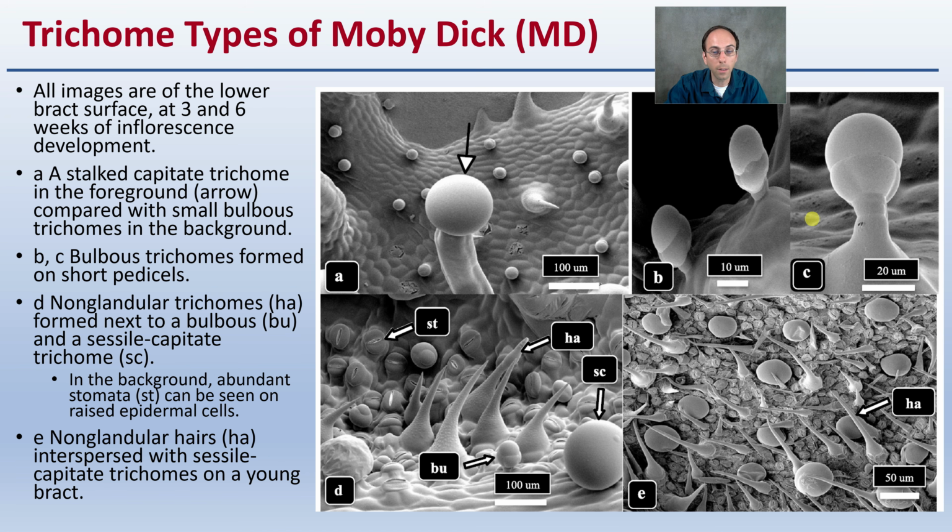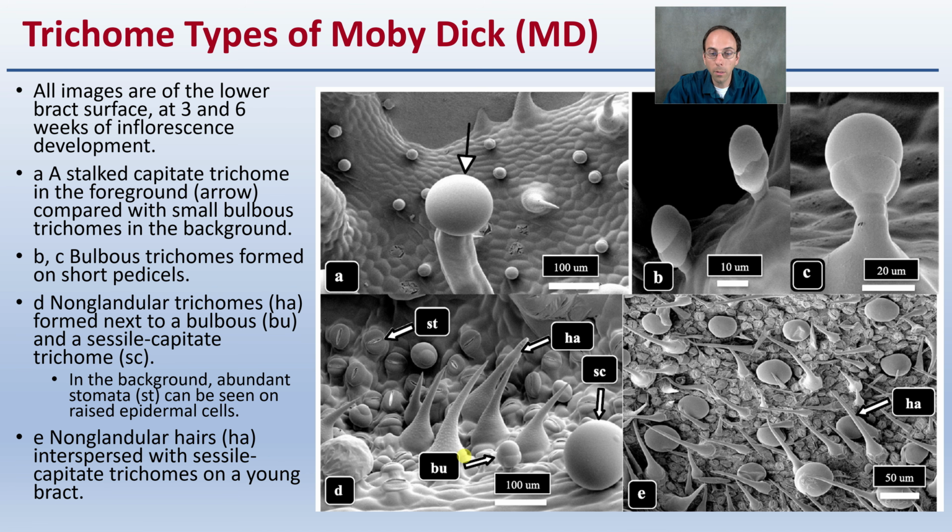Looking at B and C here, the bulbous trichomes formed on short pedicles, which are basically that little short supportive structure. For D, the non-glandular trichomes, as we can see with HA, are the ones that look like points, little finger points.